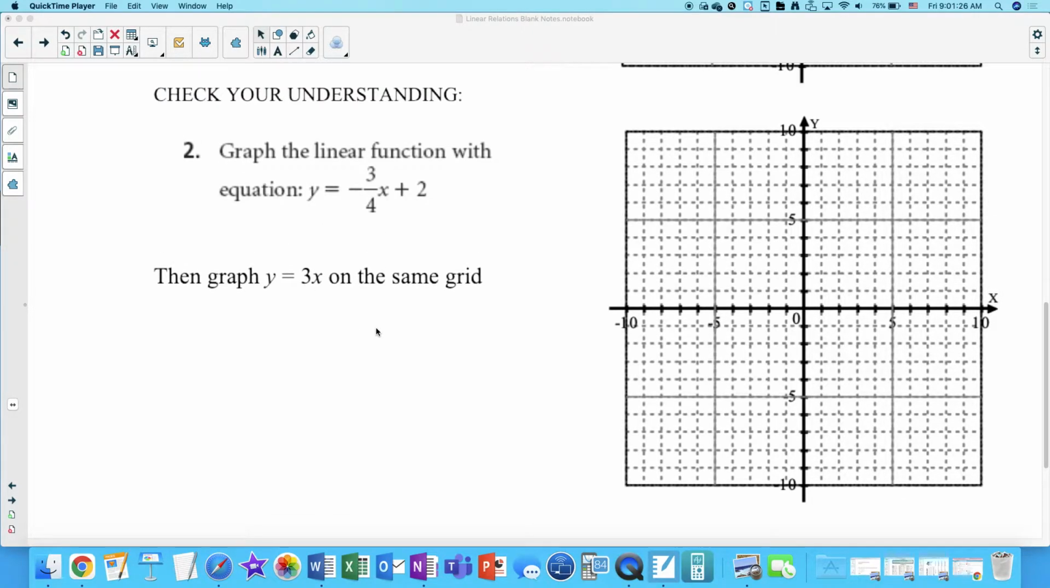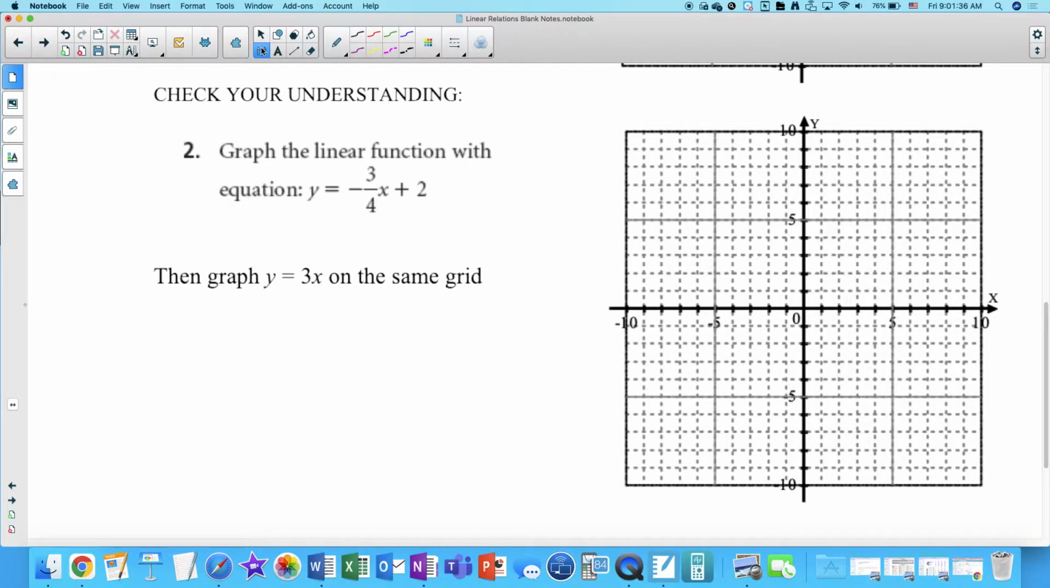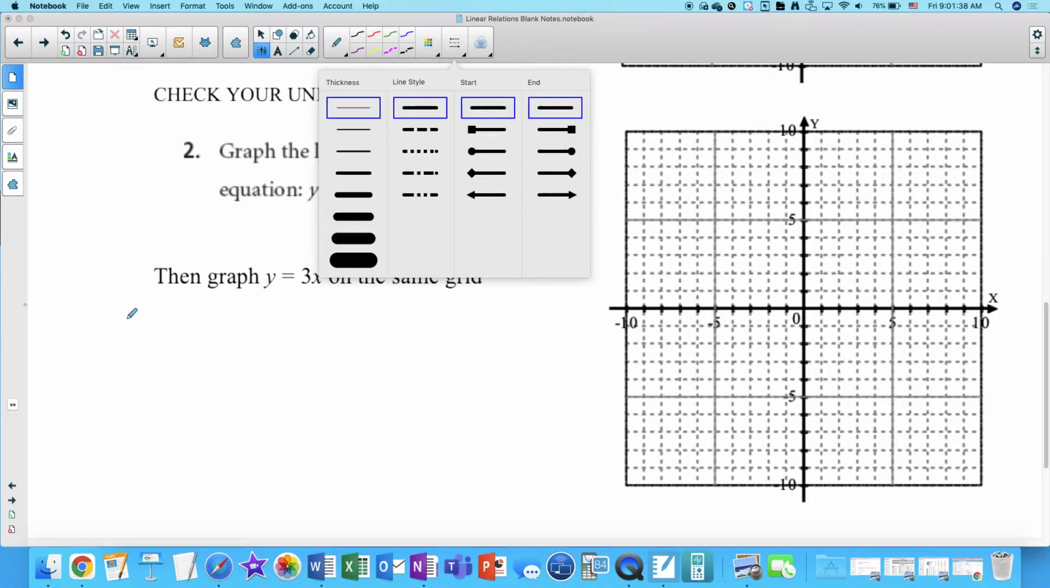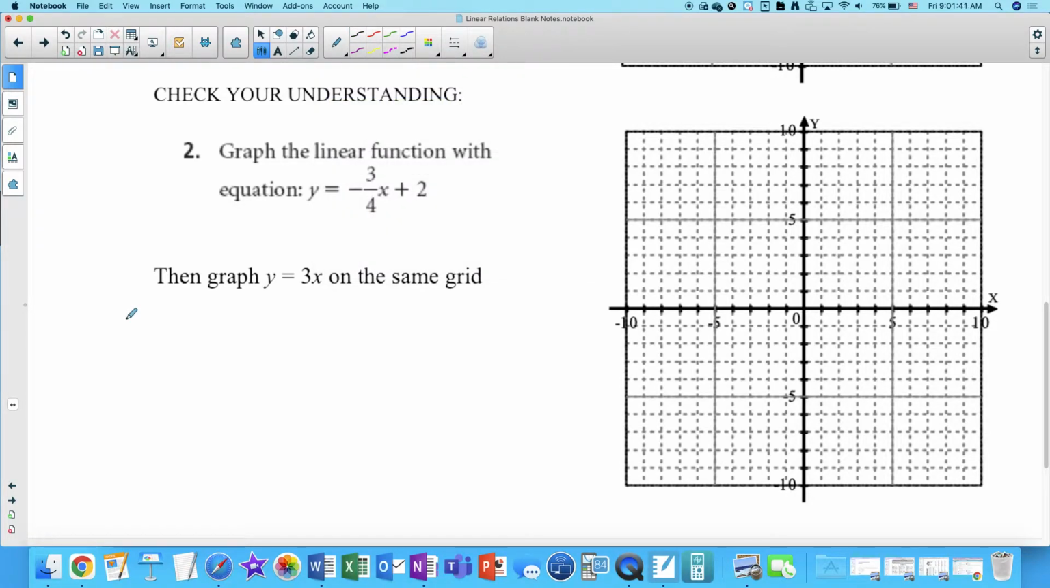Okay, so you guys had just finished off this one. Some of you had finished, some of you hadn't. Just so that we can review a little bit, let's go through this one together again, and then we will continue. Okay, so graph the linear function with the equation y equals negative 3 over 4x plus 2. Okay, so what's our starting point when we're doing this? Yeah, we're going to plot the y-intercept first because we know that that's a point on the line, and that is 2 because that's the b value.